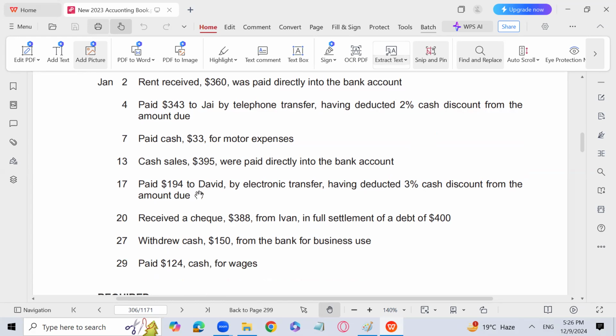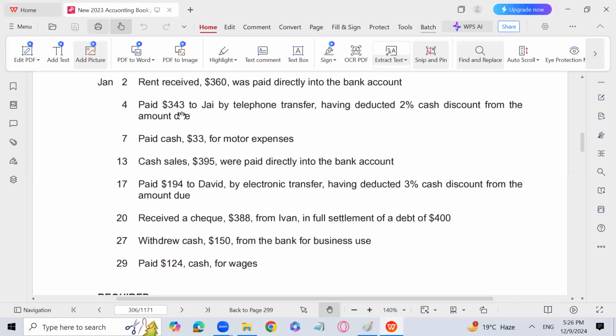Paid 194 to David by electronic transfer, having deducted 3% cash discount from the amount due. Same thing is written over here. Paid 343 to Jay by telephone transfer, having deducted 2% cash discount from the amount due. This particular concept has never come in O levels, but in May, June 2024-22, this concept has come. And what is the concept?